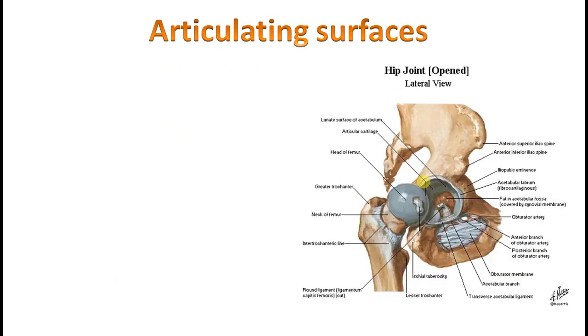Now we are going to see the next articulating surface. The ball forms the distal or lateral articulating surface. The socket is the medial or proximal articulating surface, which is formed by the acetabulum. So you are able to see this cup-shaped socket which is called the acetabulum.